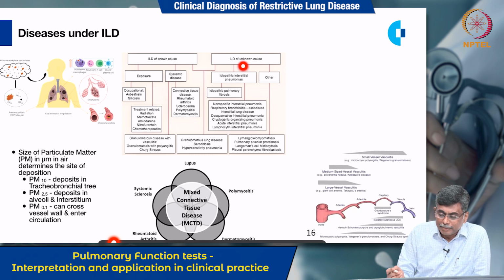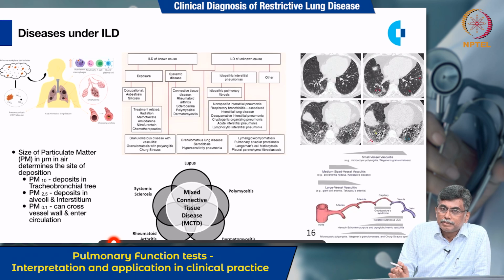Then we will now come to ILD of unknown cause. So what are the ILDs for which we still do not know the real cause? The most important disease which comes under this is called idiopathic interstitial pneumonia. In that, the most common disease is idiopathic pulmonary fibrosis, also called IPF. And there are also other diseases like NSIP, non-specific interstitial pneumonia, DIP, desquamative interstitial pneumonia, COP or cryptogenic organizing pneumonia. These are also there.